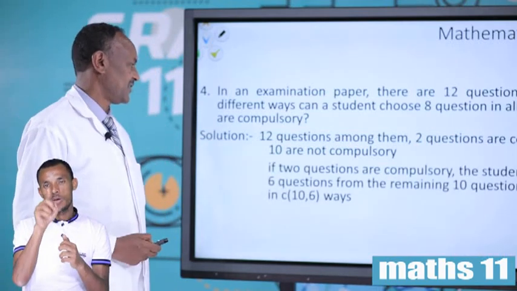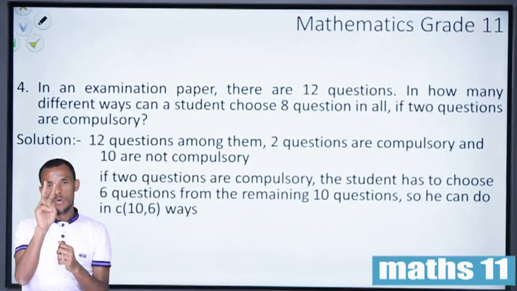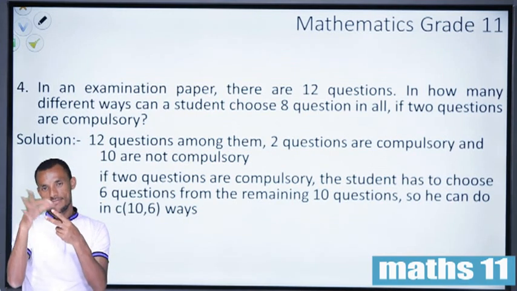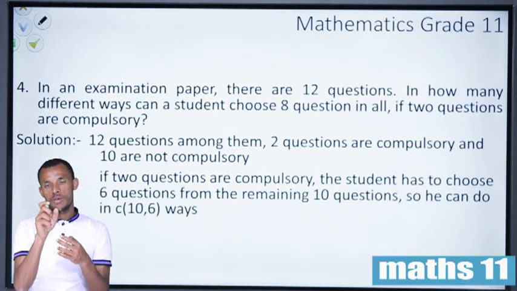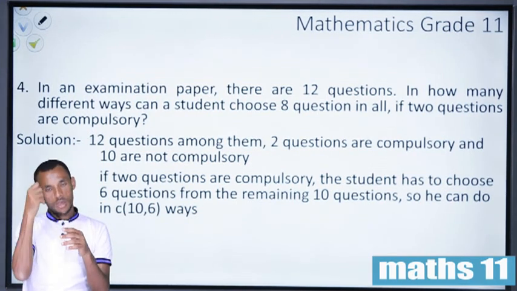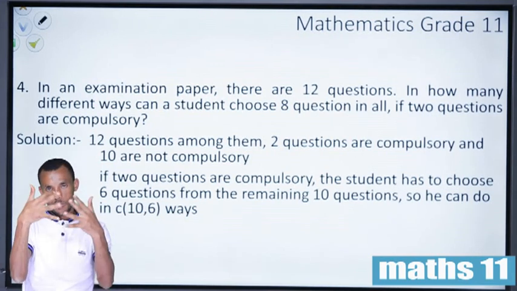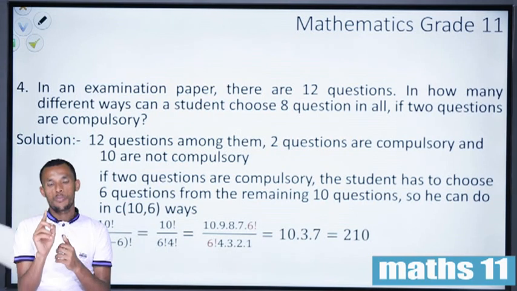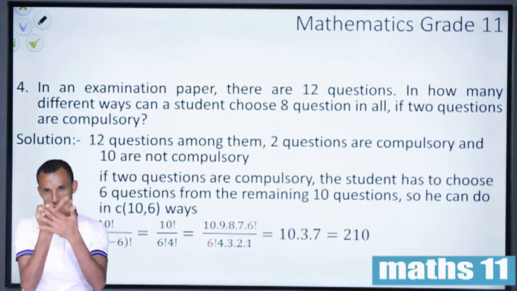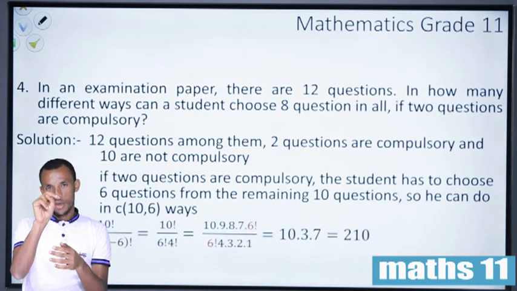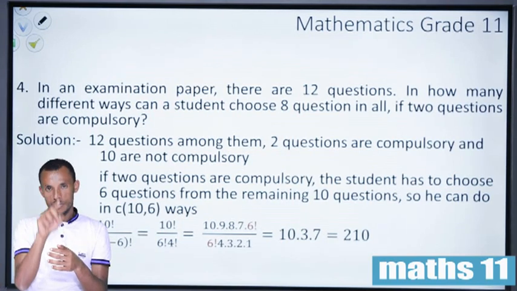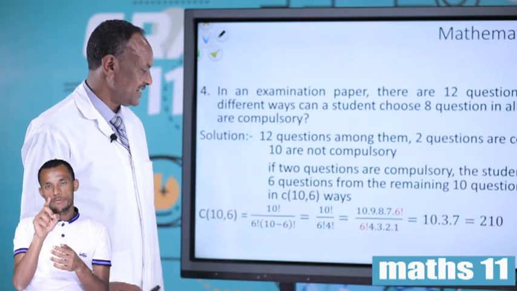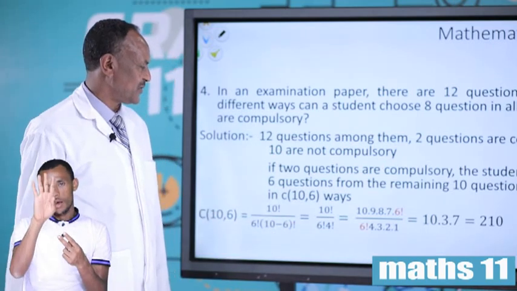If 2 questions are compulsory, the student has to choose 6 questions from the remaining 10. So he can do it in the combination of 10,6 ways. What is the value? Using the formula we have discussed before, 10 factorial over 6 factorial times (10 minus 6) factorial. 6 are what you are selecting, and 4 of them are not selected.